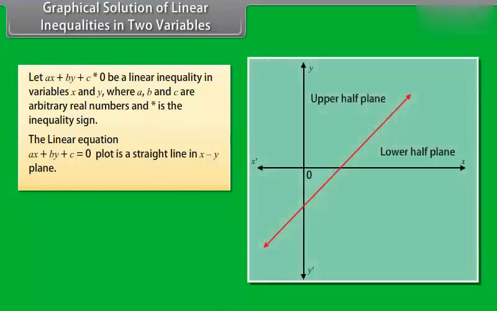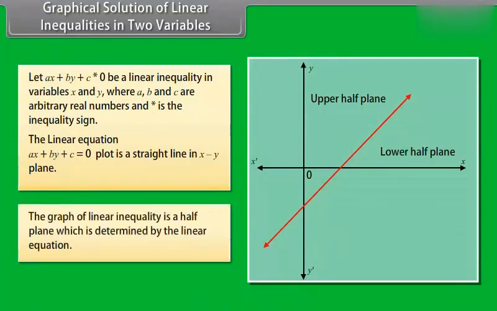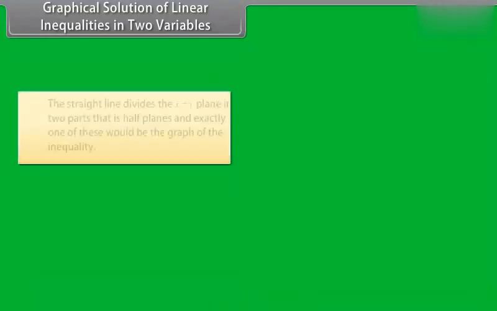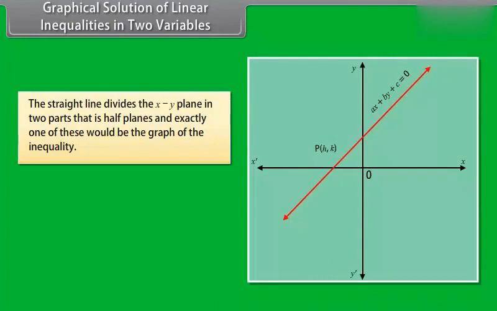Below are the examples of straight lines in the xy plane, which divide the xy plane into two halves. The graph of linear inequality is a half plane, which is determined by the linear equation. The straight line divides the xy plane into two parts, that is, half planes, and exactly one of these would be the graph of the inequality.